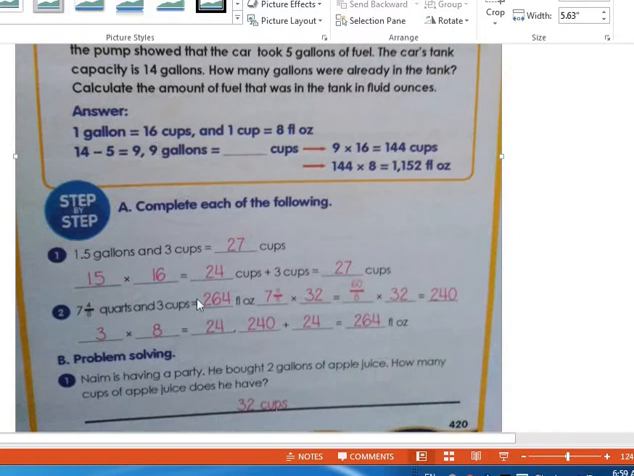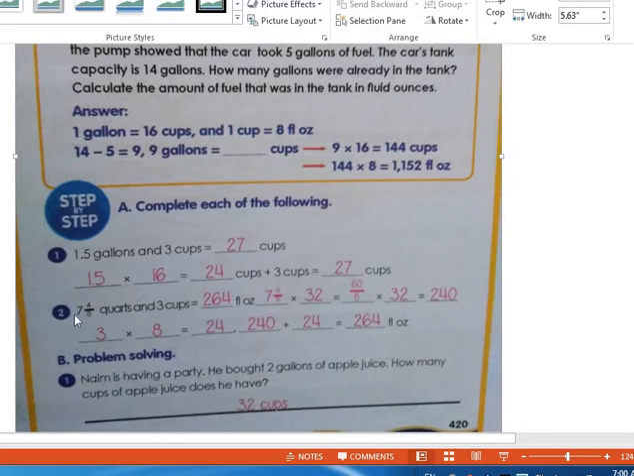So I get 24 as a result. 24 what? 24 cups. And I already have 3 cups, so I will add the 3 cups to the 24 cups. It will give me 27 cups.